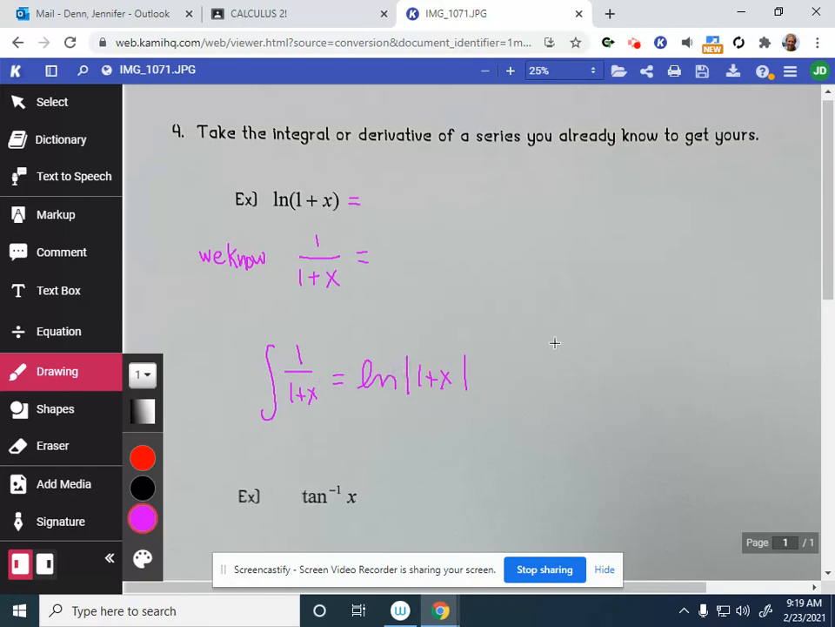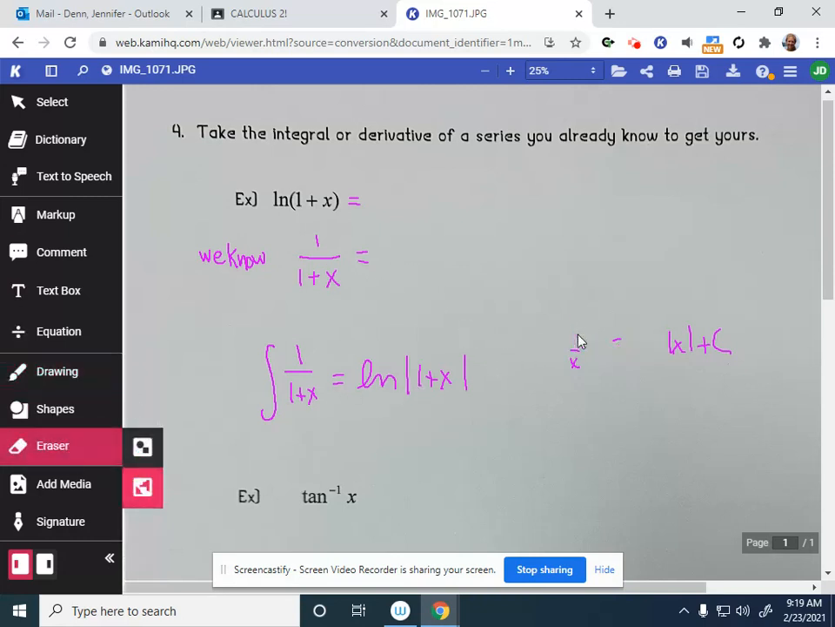Let me just give you a little background. Remember, the integral of 1 over x dx, that's the natural log of x. So if I don't multiply x by anything, I don't have a coefficient here. The integral of 1 over 1 plus x would also just be the natural log of that denominator. So this is something I know. I know that the integral of 1 over 1 plus x is the natural log of 1 plus x.